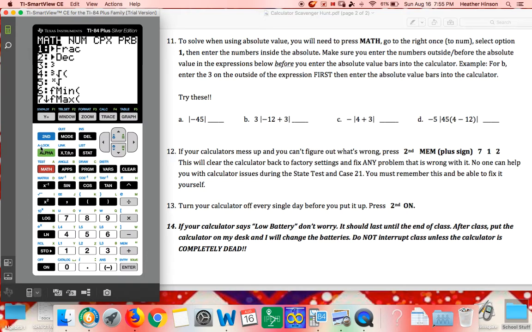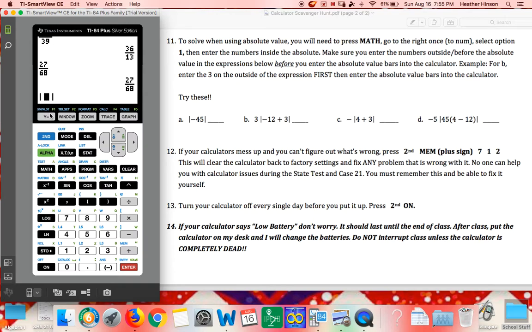You're going to go to the right where it says num. So click the right button. Then it's going to say abs. That's going to be your absolute values. So we want to select that. You can either click number 1 or just push enter. And it'll give you those absolute value bars.